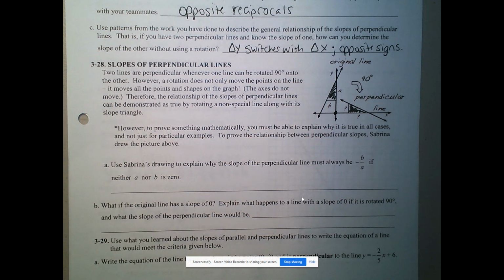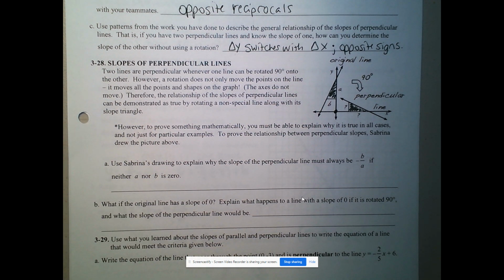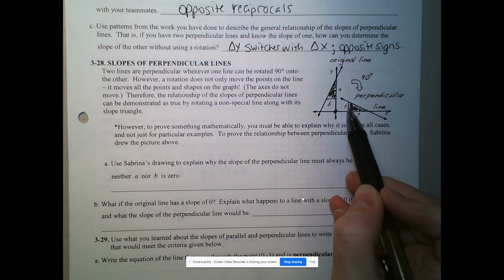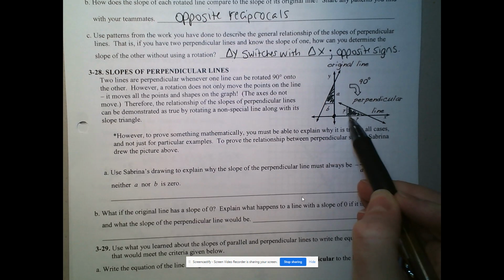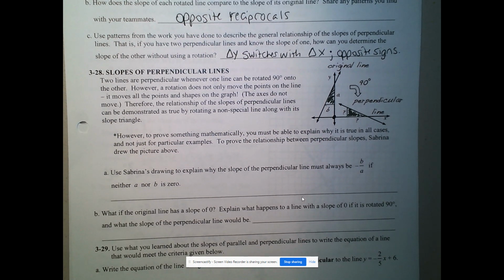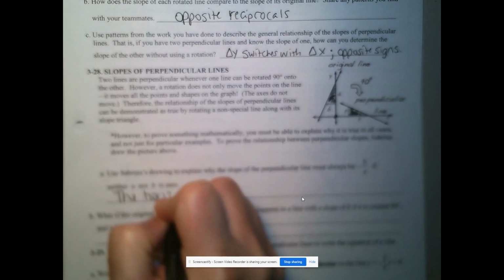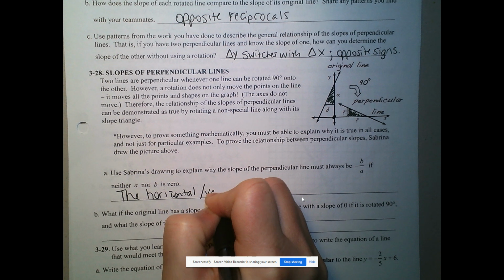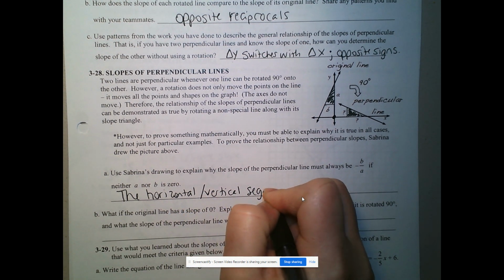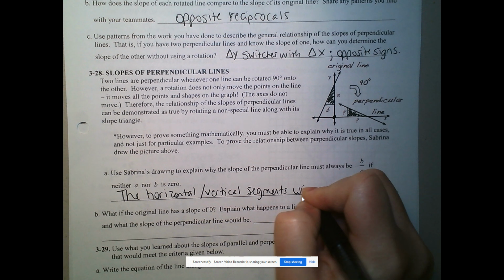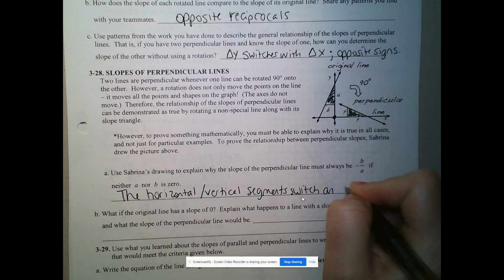A, use Sabrina's drawing to explain why the slope of the perpendicular line must always be -b over a. So what we did was we switched the horizontal and vertical segments. So you'll notice that the B was horizontal and now the B is vertical. The A was vertical and now the A is horizontal. So that's why it's the reciprocal part. And when we switch it, it goes from being positive to negative. So the horizontal and vertical segments switch and positive becomes negative.